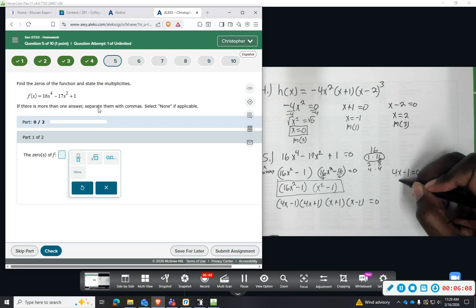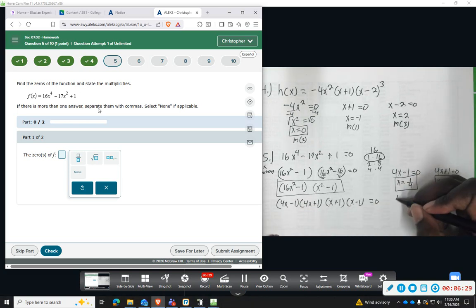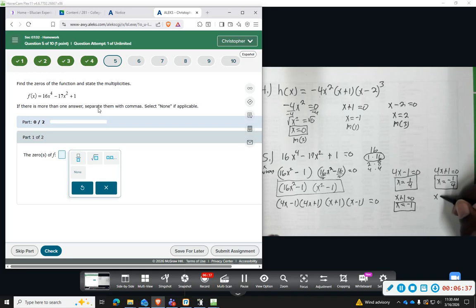Add 1, divide by 4. Positive 1 over 4. Subtract 1, divide by 4. So we get these two zeros, each of multiplicity 1, because there's no powers once we had it all factored. And then these two, x plus 1 equals 0, which will give us x equals negative 1 when you subtract and solve. And then over here, x minus 1 equals 0, add 1, and we get x equals 1. So 4 zeros, all multiplicity 1.